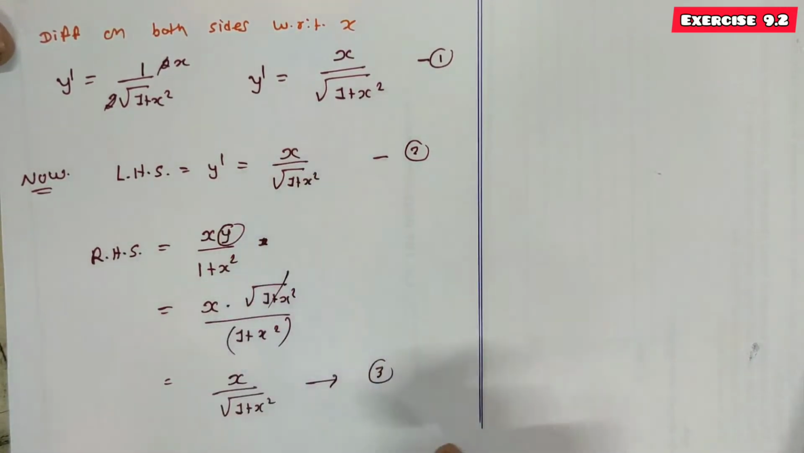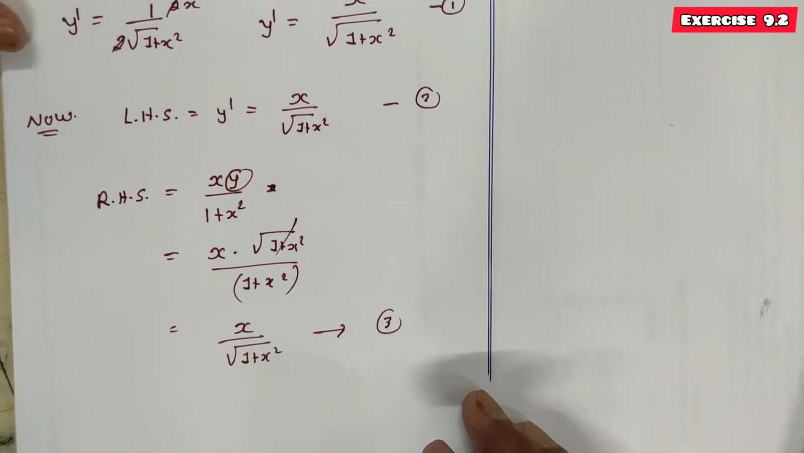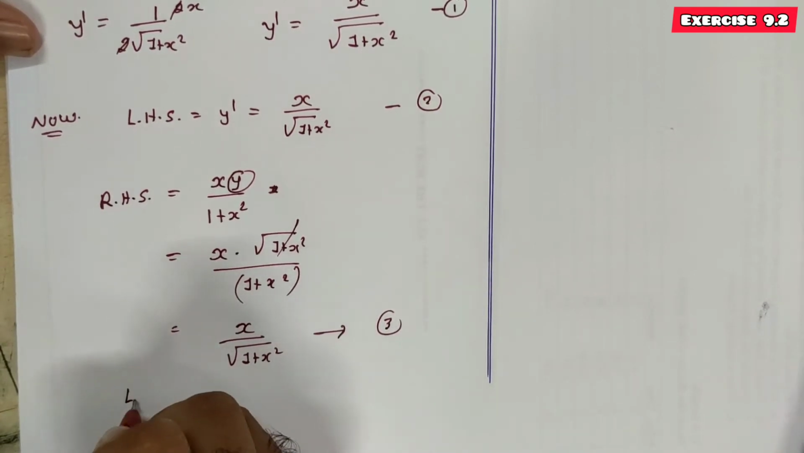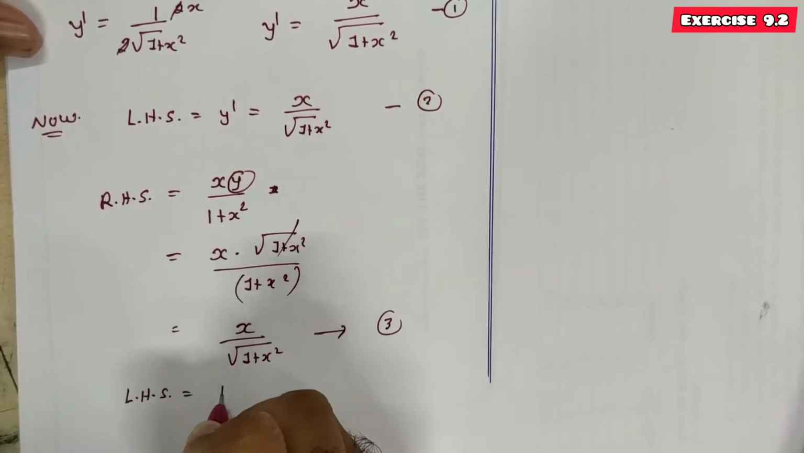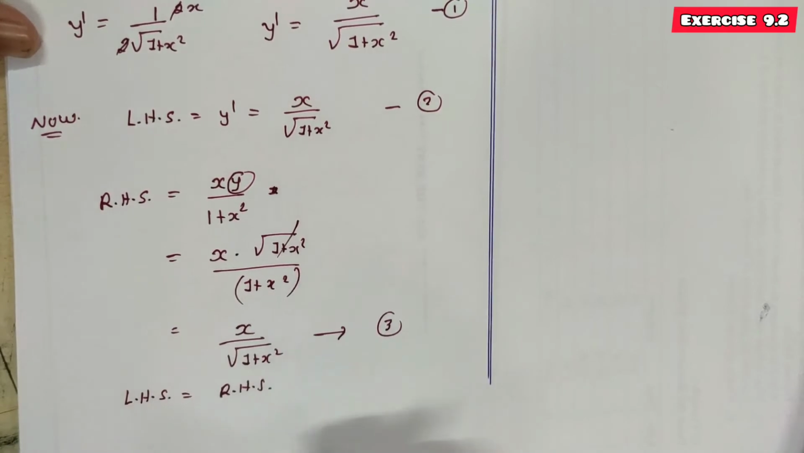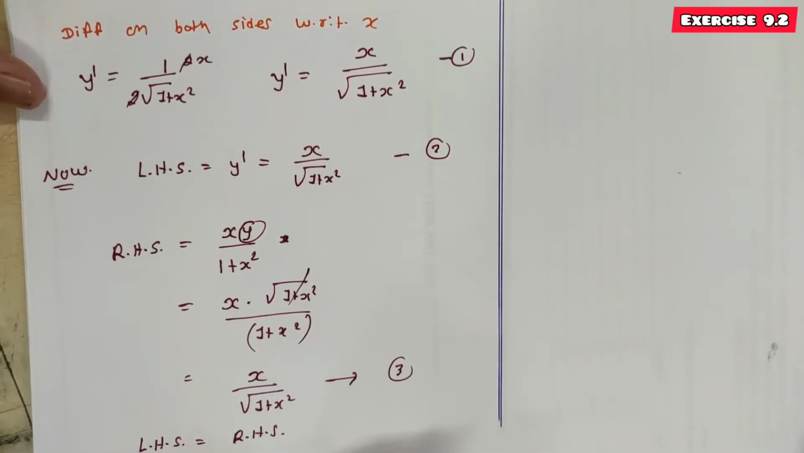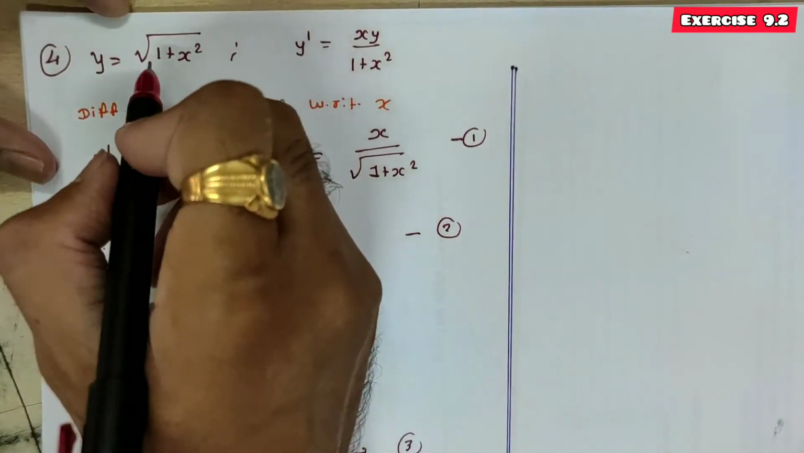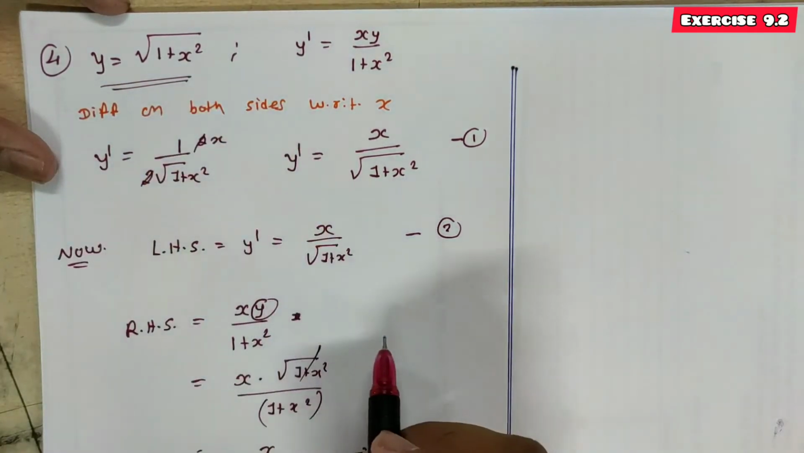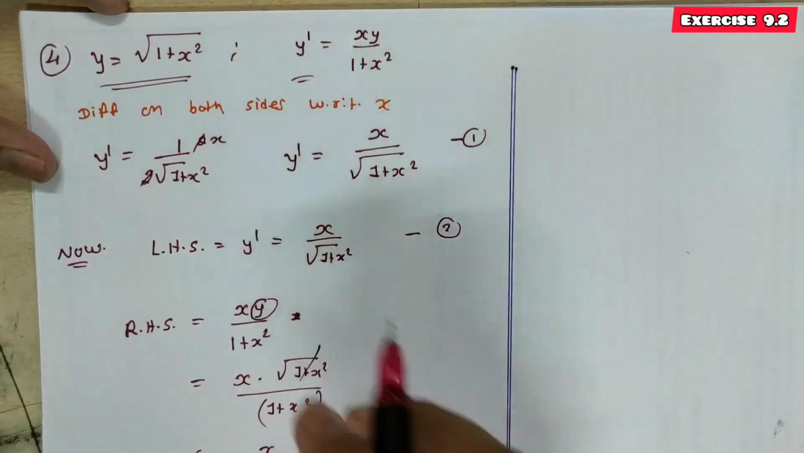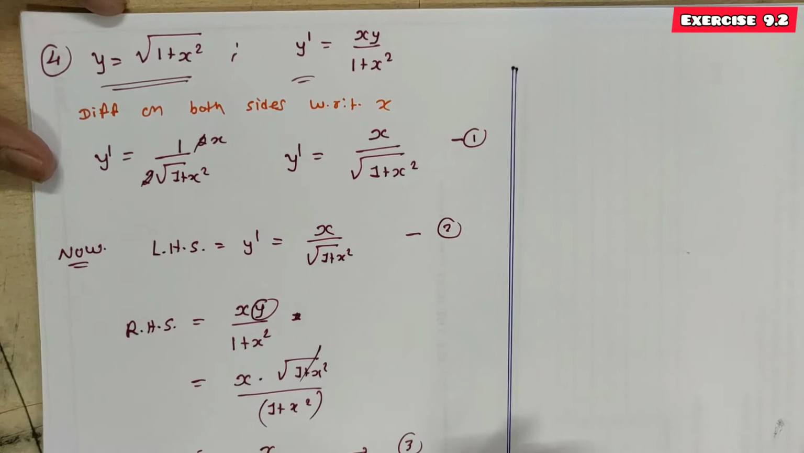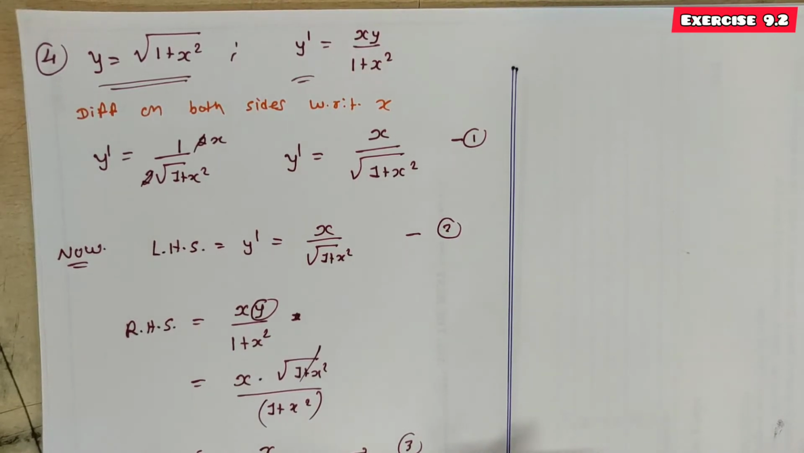So this result 2 and result 3 both are equal. Then left hand side is equal to right hand side, and that's why we can say that this value of y equal to square root of 1 plus x square is the solution of this y dash equal to xy upon 1 plus x square. Clear?